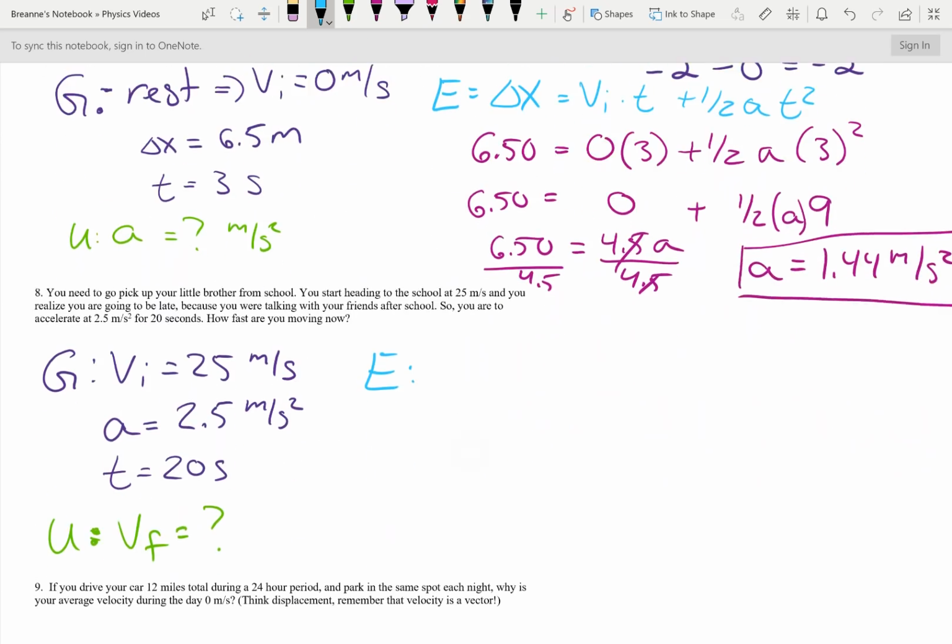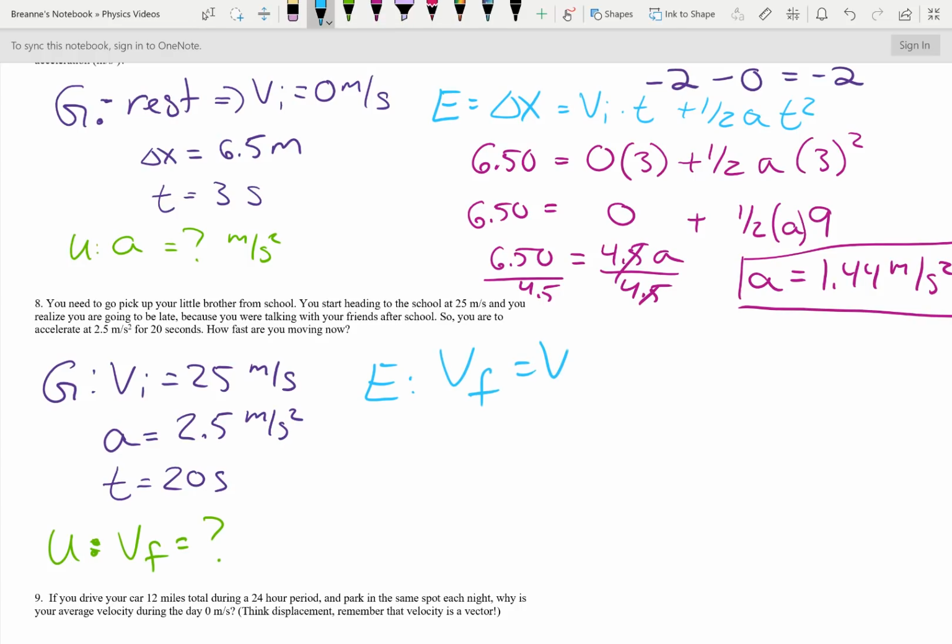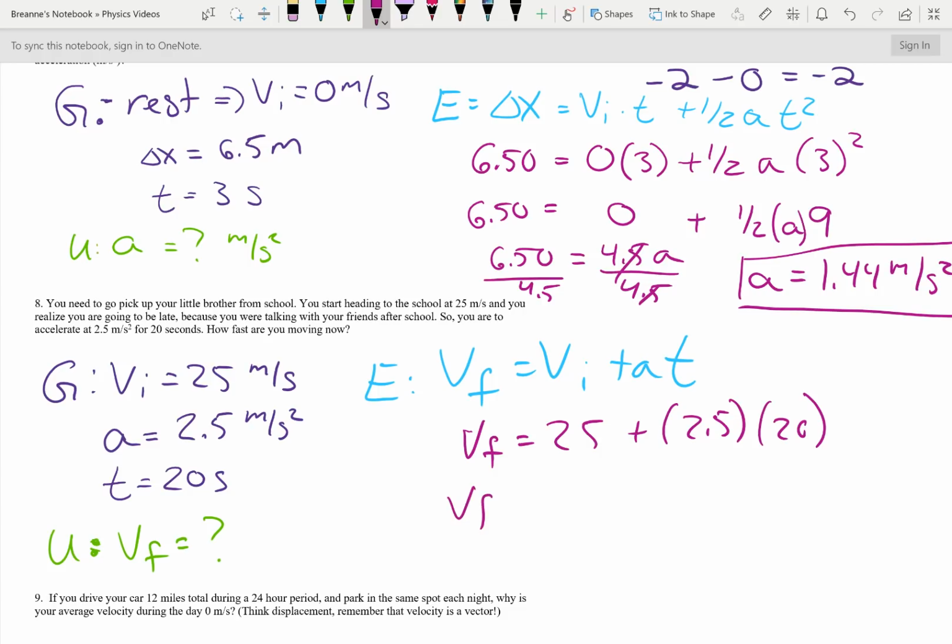So our equation is VF equals VI plus AT. Now we just substitute. We're looking for VF. Our VI is 25 plus acceleration, which is 2.5 times 20. Do PEMDAS, so you multiply first. So you do 2.5 times 20, which gives you 50. And then you add, and that gives you 75 meters per second.